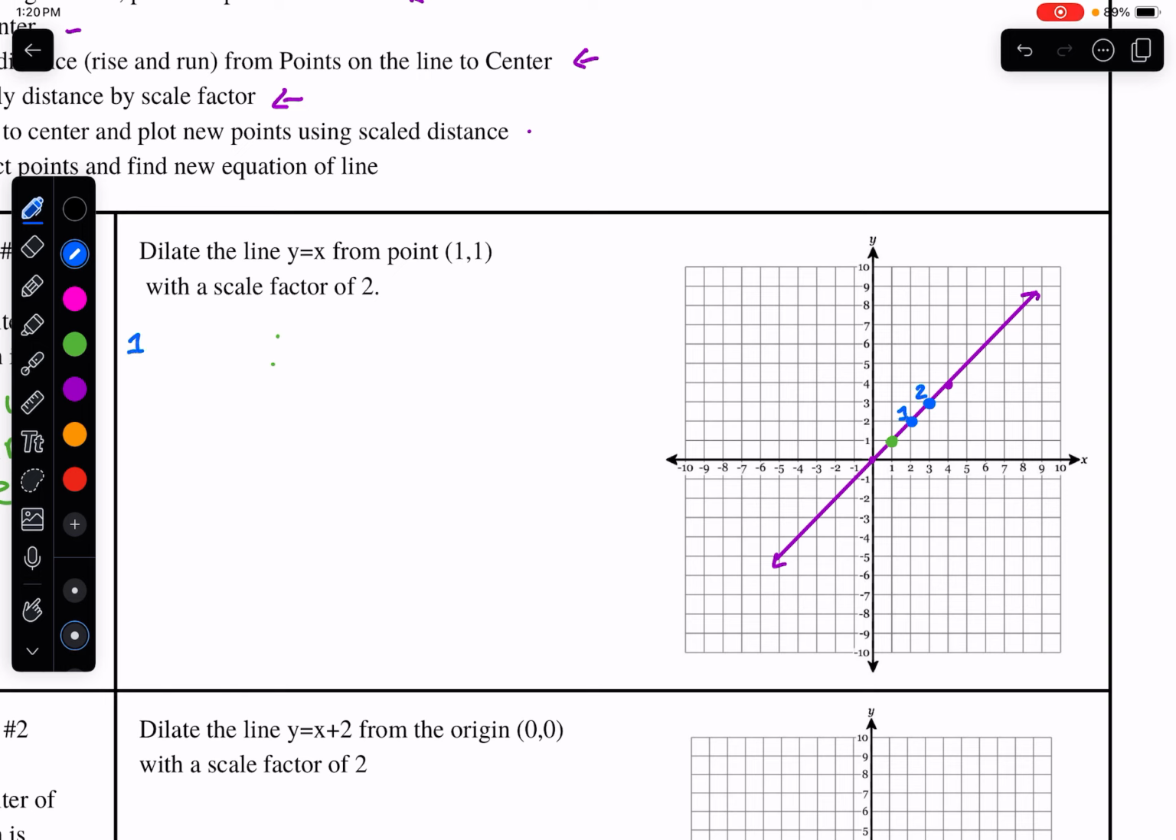So if I pick 2 other points on this line, right, I'll have point 1 and point 2. For point 1, to get from my center to my point, I would have to go right 1, up 1. Now I multiply both of these by my scale factor, and so now I will be going right 2, up 2. And what you're going to notice is that when I do that, my point ends up still being on the line.